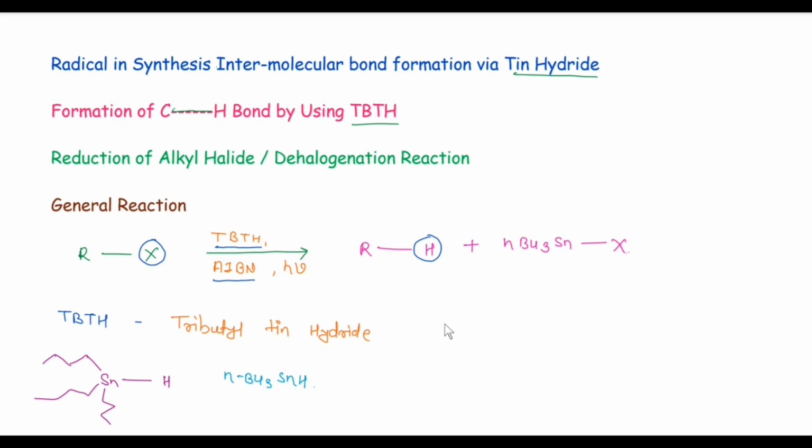Now the structure of AIBN. The long form of AIBN is azo bis isobutyronitrile. The structure of AIBN is like that.